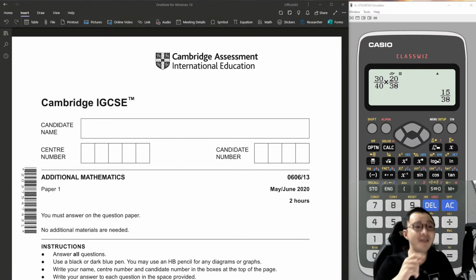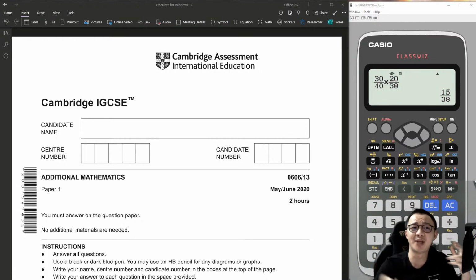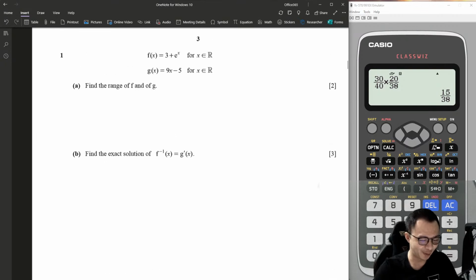The live. So today we'll discuss this paper 1-3 from June 2020. It's a 2-hour paper as usual. Let's begin. Today I hope I can end as fast as possible. I have got something to do later.